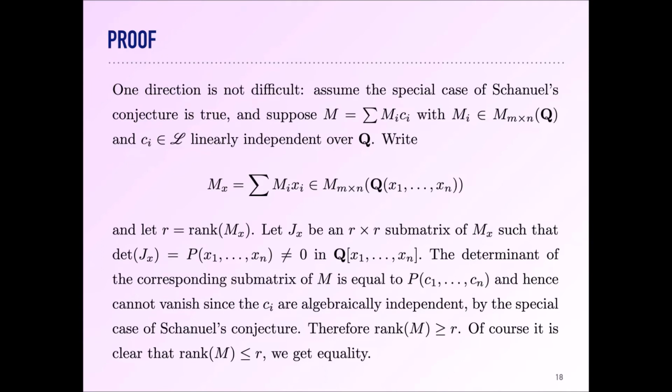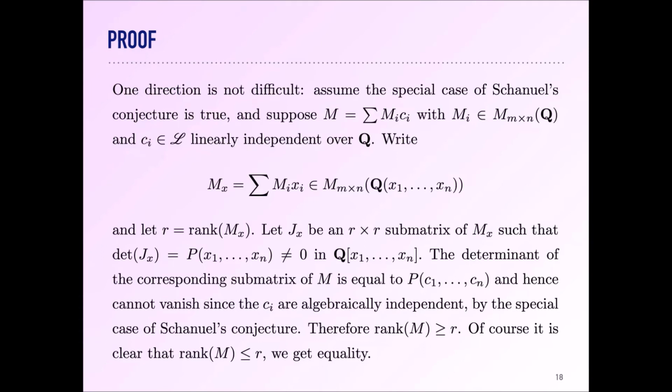So it's a polynomial with coefficients in Q in X1 through Xn. And the determinant of the corresponding submatrix of M is by definition what you get when you plug in Ci for Xi. So it's just P of C1 through Cn. And hence it can't vanish, since the Ci are algebraically independent by the special case of Schanuel's conjecture. And therefore, because M now has an r by r submatrix whose determinant is non-vanishing, we know the rank of M is greater than or equal to r. But of course it's clear that the rank of M is less than or equal to the rank of the formal thing, okay?